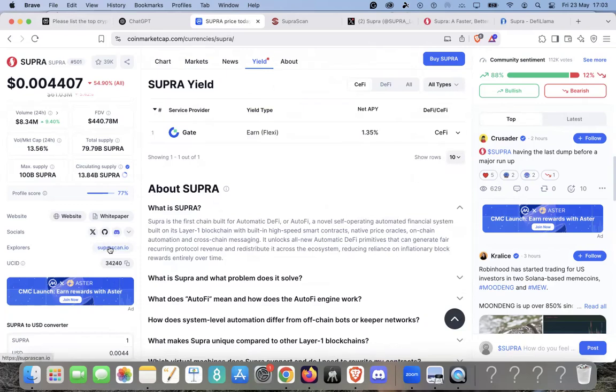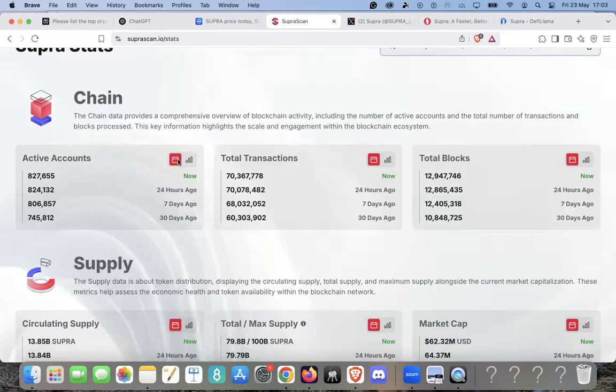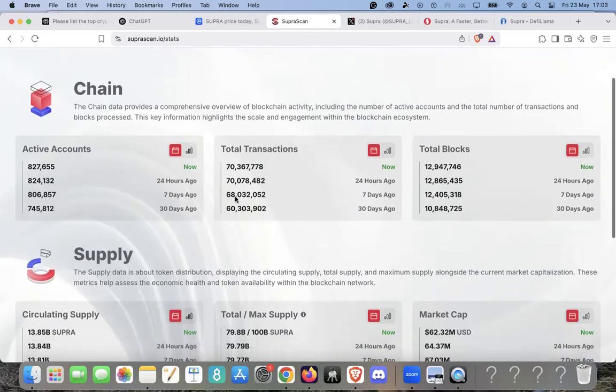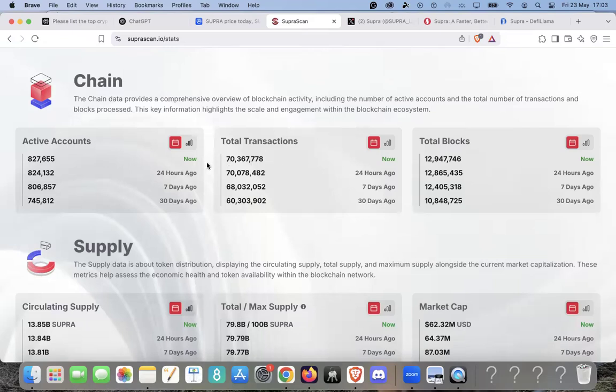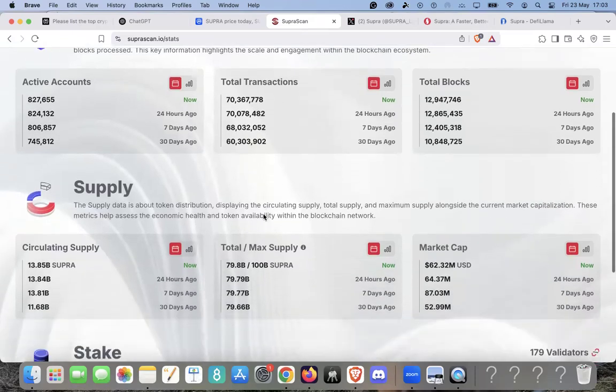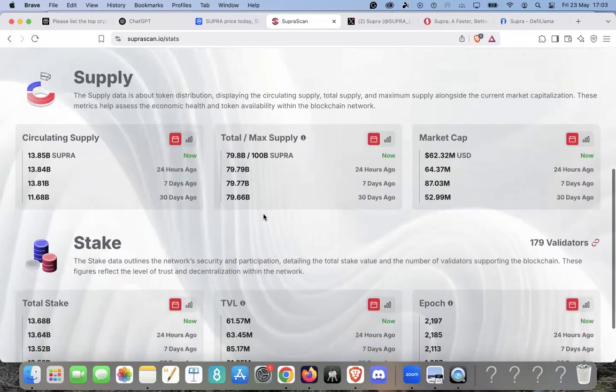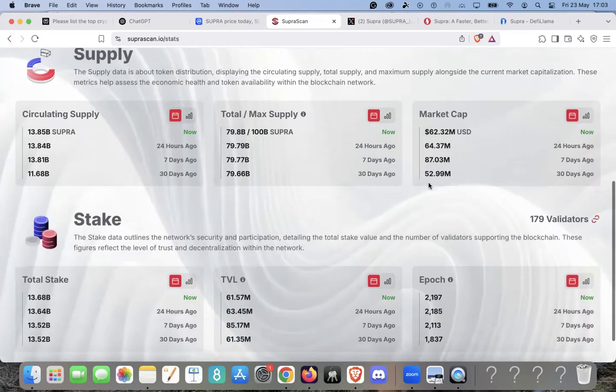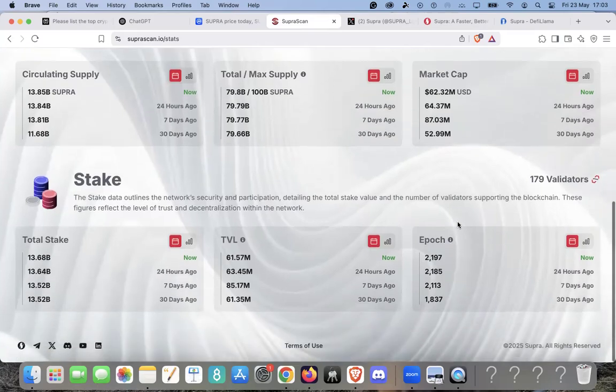So the next thing, we go to SupraScan, the Explorer, to see what's going on here. And what we see here is that the active accounts are going up. This is a positive sign. It's a very positive sign. Total transactions, over 70 million total transactions. So it has been operating and it is live. What we see here is the market cap has gone down in the last 7 days. So that's something to bear in mind. It's either a buy-in opportunity, or it could well be a token unlock that we've missed there. So that's what it tells us, that the total value locked has gone down.